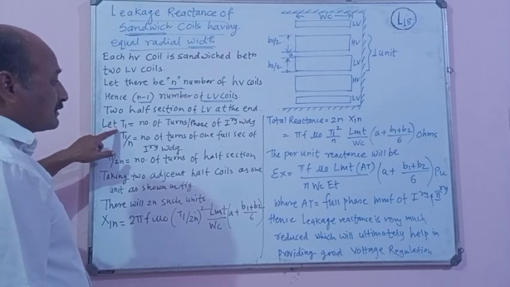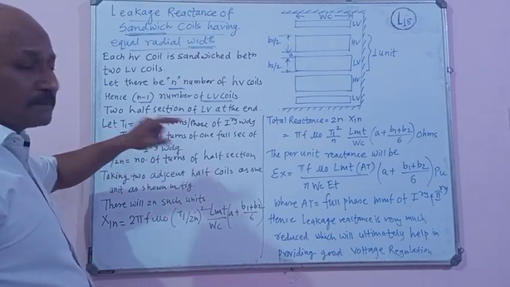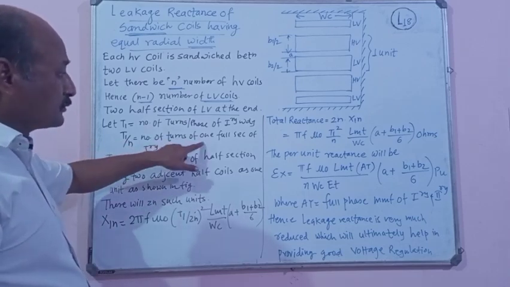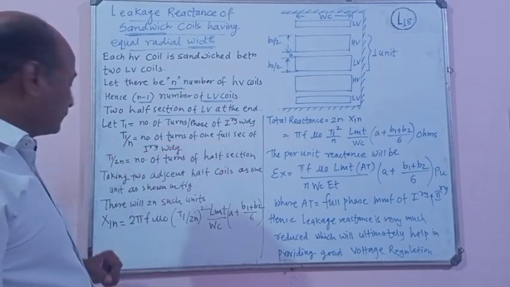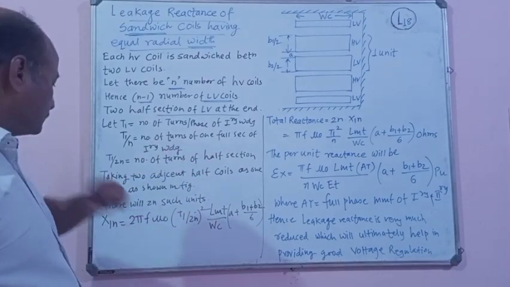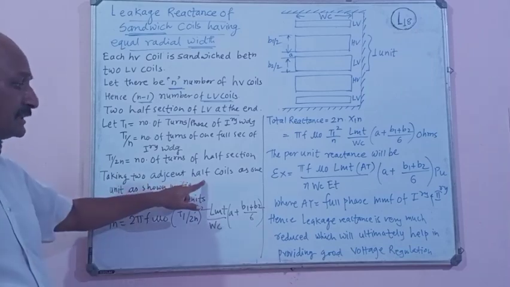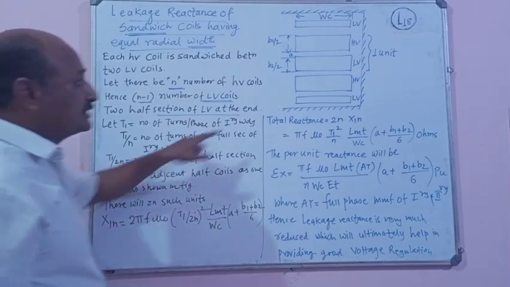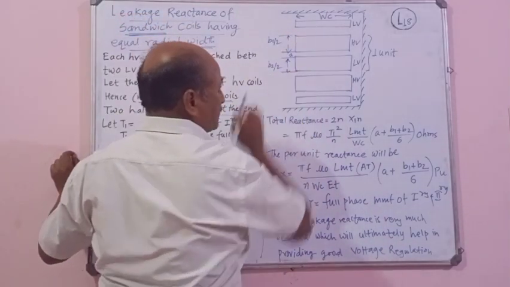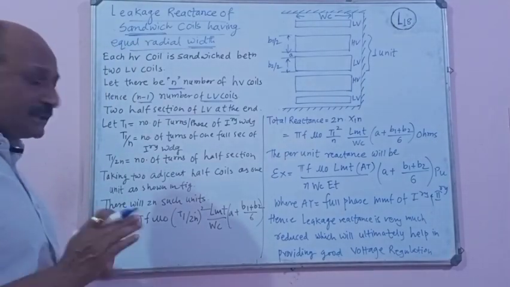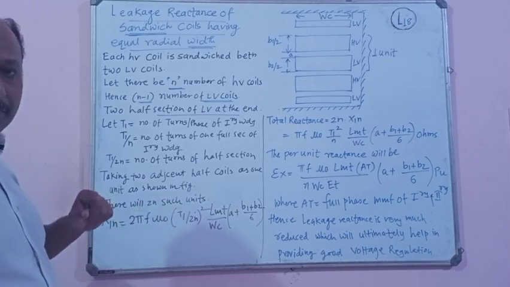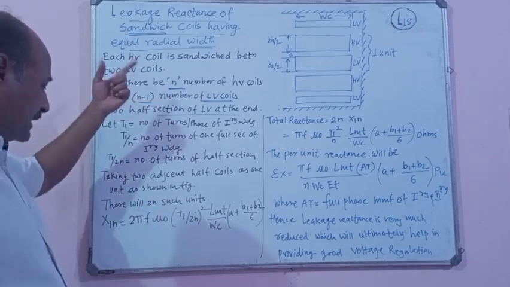Then T1 equals the number of turns per phase of the primary winding. T1 by n equals the number of turns of one full section of the primary winding. T1 by 2n equals the number of turns of a half section, taking two adjacent half coils as one unit, as shown in the figure. Two halves as one unit, that is B1 by 2 and B2 by 2: half of the HV and half of the LV will be one unit. So there will be 2n such units. How many units are there? That is n multiplied by 2.